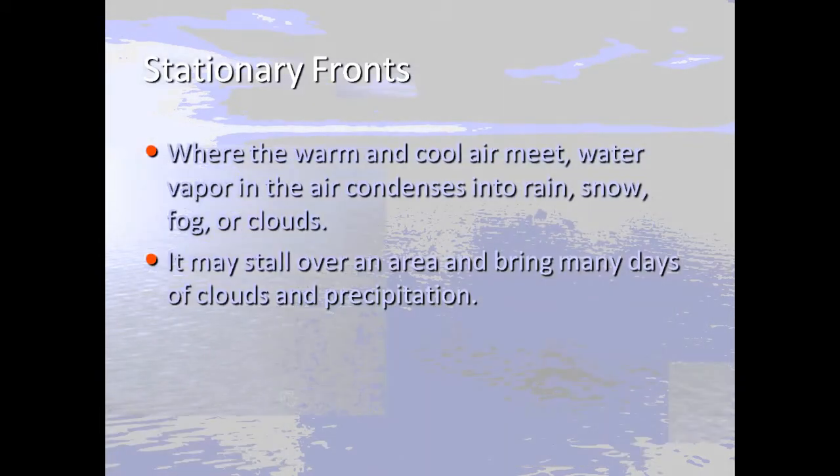During stationary fronts, it's where the warm and cool air meet. Water vapor and air condenses into rain, snow, fog, or clouds. It may stall over an area and bring many days of clouds and precipitation.